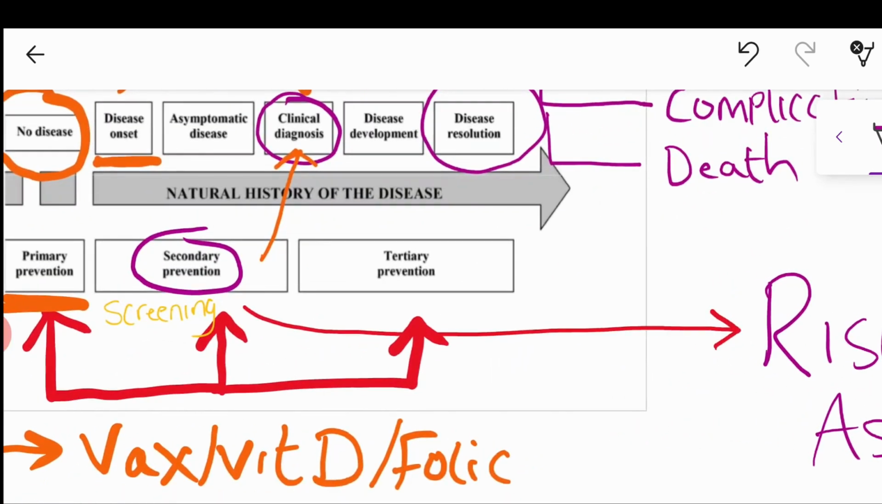And finally, tertiary prevention is all about how we can prevent the impact of a disease. What I mean by this is limiting disability. We want to reduce the impact a disease has, or we want to rehabilitate the patient and get them back into the wider society.